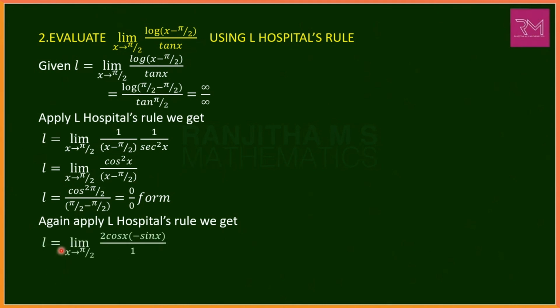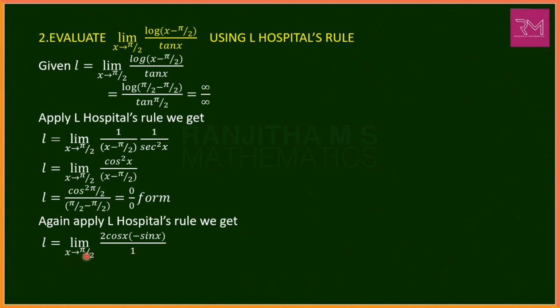We get L is equal to limit of, here differentiation of cos square x is, this is of the form x power n, differentiation of x power n is n into x power n minus 1. In that form we get 2 into cos of 2 minus 1 is cos x only, into, again we have to differentiate this cos x term, that is differentiation of cos x is minus sin x, divided by, differentiating denominator term, that is differentiation of x is 1 minus differentiation of constant is 0, that is 1 itself.